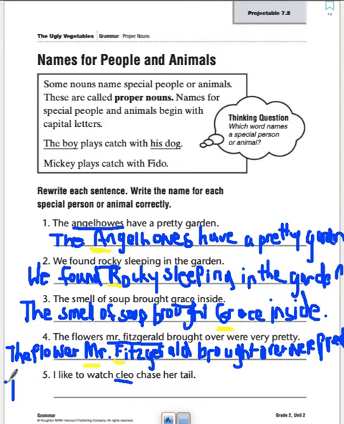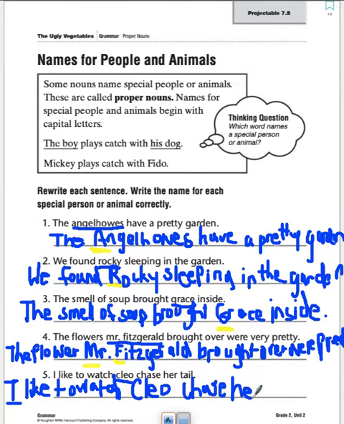I believe Cleo is the name of a cat, or it might be a dog, because they're talking about watching Cleo chase her tail, and people don't have tails. So, I like to watch, oops, my watch is getting close to my 2, but that's okay. Cleo starts with a capital C because it's the name of the cat or dog, chase her tail. Cleo is going to have a capital letter. All the rest of the words are not going to have capital letters because they are not proper nouns. Cleo is the proper noun, so it needs to have a capital C at the beginning.